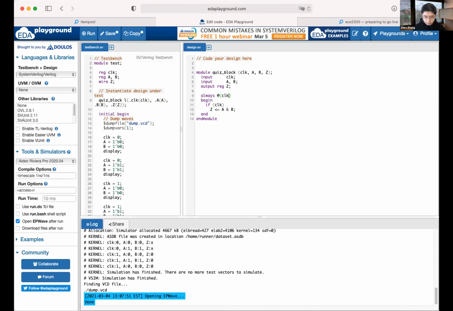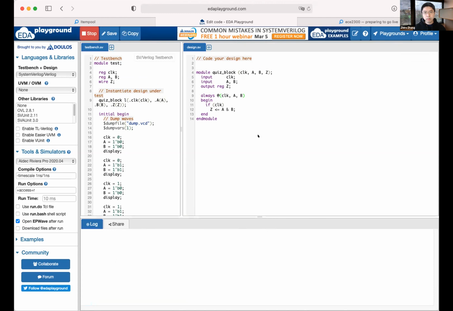Okay, so this is something that I want you to notice. This is why I created this quiz, the buggy one, intentionally, so that later on hopefully you can avoid this mistake. Really, this always block is not responding to A and B. So that's the purpose of the sensitivity list. If we make this change, before, regardless of whether A or B changes, Z is going to stay at the same value. Make sense?